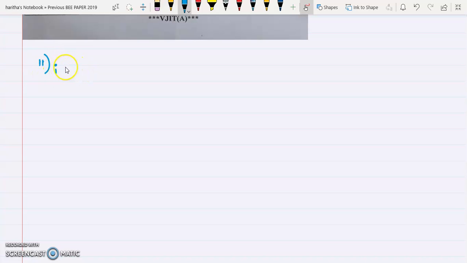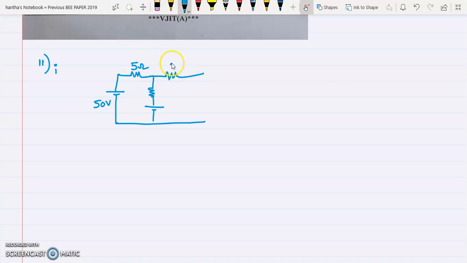Question number 1A. So the circuit given is 50 volts, and this is a 5 ohm resistor, and this is 10 ohm, and again a 6 ohm resistor, and this is 10 volts. And these terminals are marked as A and B. What you have to find? You have to find out the Thevenin's equivalent circuit.